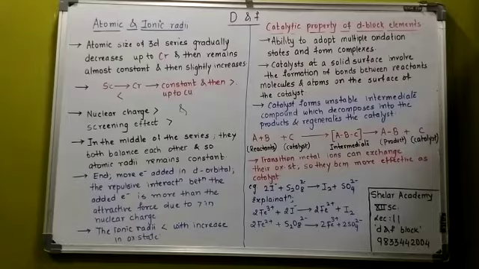Now the catalyst at a solid surface involves bond formation. As I always tell you, the catalyst will take part in the chemical reaction and at the end it is just separated from the reaction, so it is indirectly taking part in the chemical reaction. The catalyst at a solid surface involves the formation of bonds between the reactant molecules and the atoms on the surface of the catalyst.